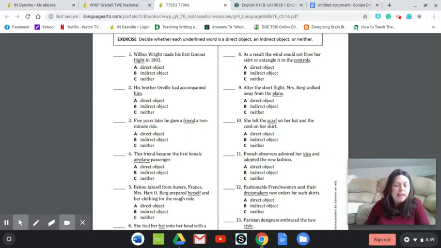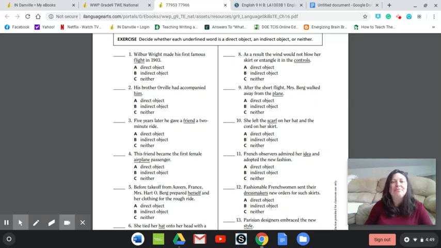5 years later, he gave a friend a 2-minute ride. Gave a ride to whom? The friend. So it is the indirect object. This friend became the first female airplane passenger. Became what? Passenger. Not an airplane. The friend did not become an airplane. So airplane is neither.